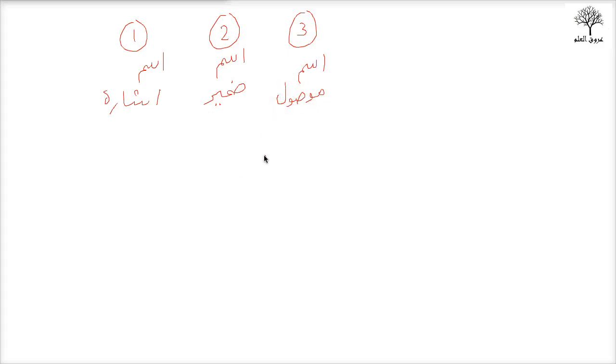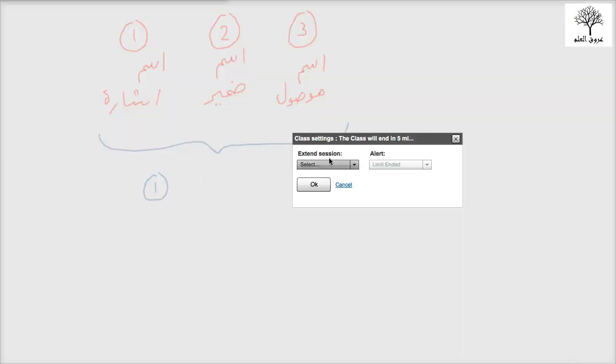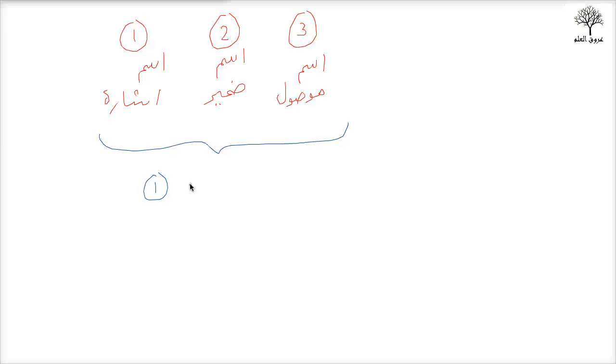Ism mawsuls. Those are the main 3 things we need to know. And inshallah, in the coming lessons, possibly next week's lesson, I'm going to go into more detail about these. But what I want you to know about these is, number 1, that all of these are mabni.